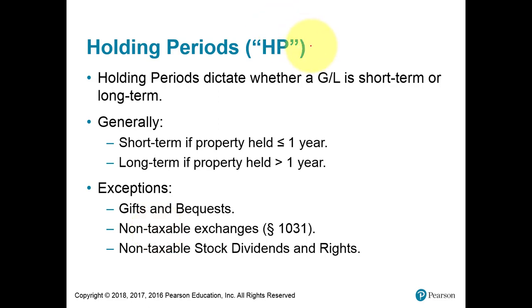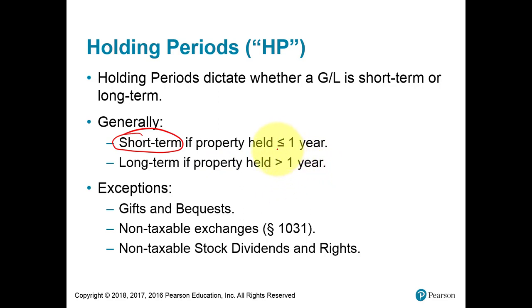Holding period: how long you held that asset up to the point you sell it. If you held the asset for 1 year or less, then the gain or loss is classified as short term. That gets taxed differently than if it were long term, meaning the property you owned before you sold it was held by you for more than a year.